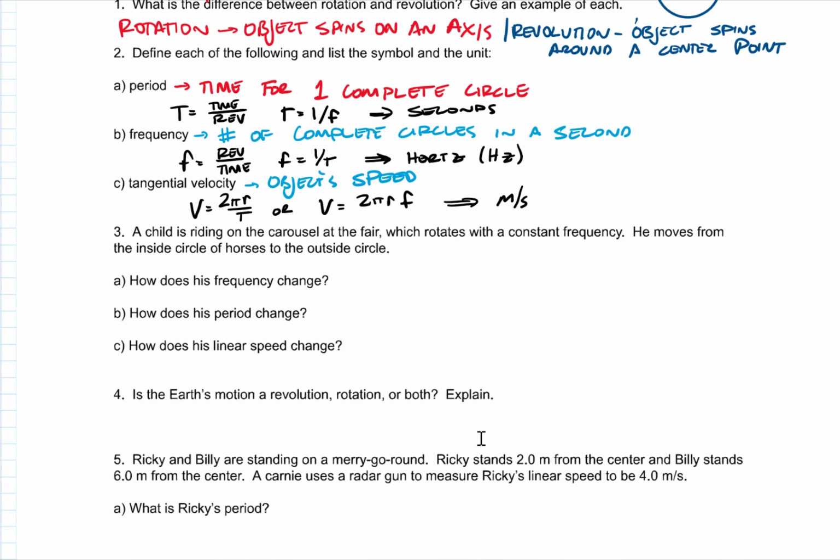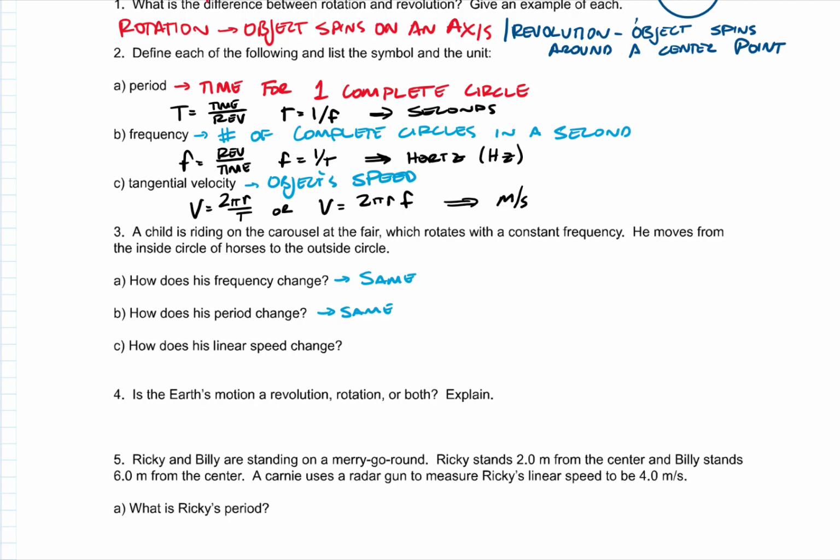All right, so we have a child on a carousel at the fair, and it's rotating with a constant frequency. He moves from the inside circle to the outside circle. So for this kid, his frequency doesn't change. He's still going to go the same number of turns around per unit time on that object. So the frequency does not change. It's the same. Same deal with the period. It doesn't change either. It takes just as long for him to go around if he's on the very outside of the merry-go-round than it does if he's on the very inside of the merry-go-round.